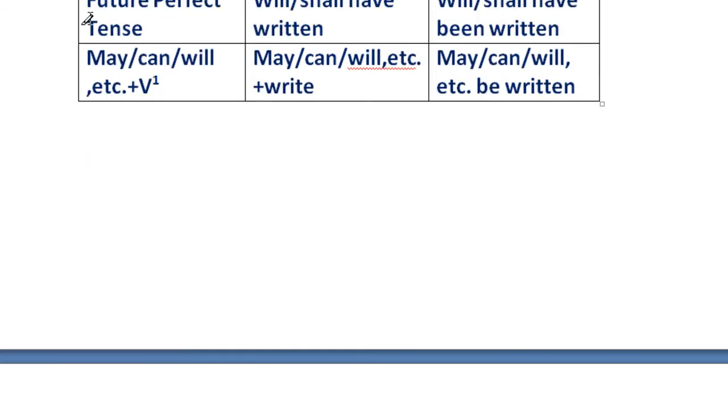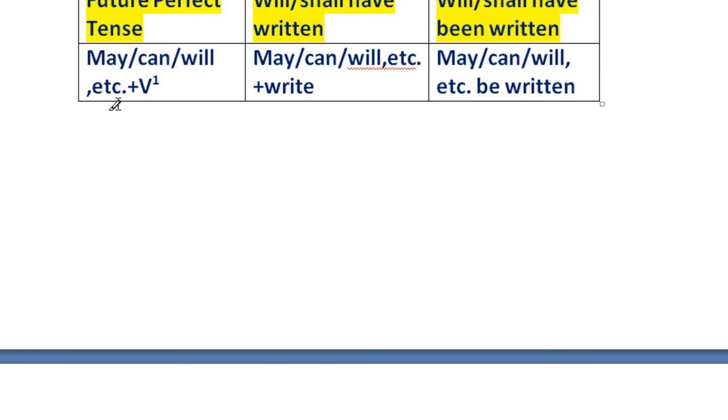Then future perfect tense, let us see. In future perfect tense, the verb in the active voice is will or shall have written. Will have written or shall have written. This verb will change into will have been written or shall have been written.